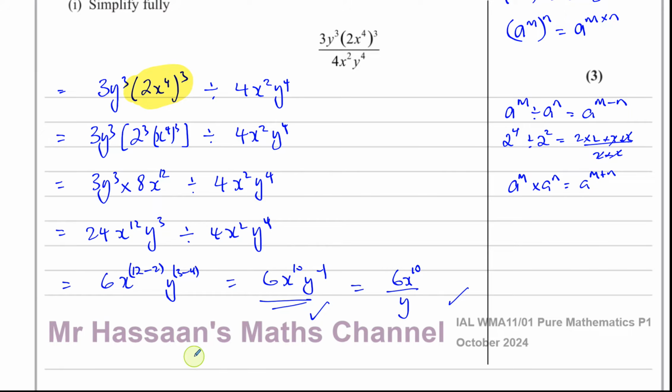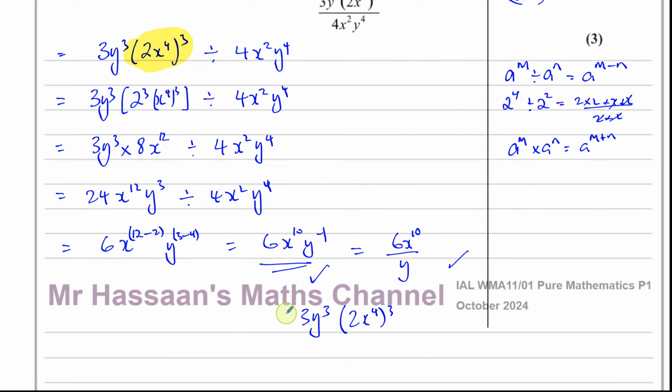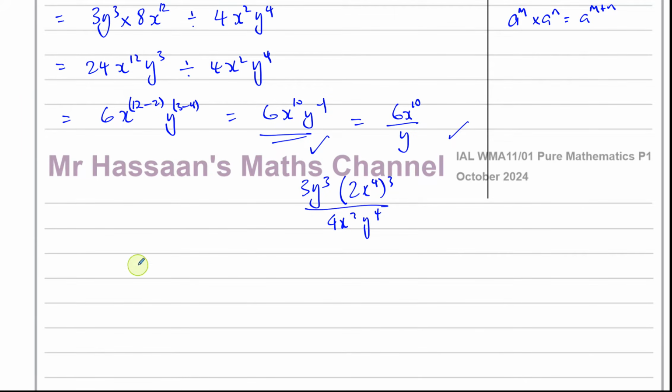So if we start off with the expression 3y cubed times 2x to the power 4 cubed over 4x squared y to the power 4, sorry. Then we can also do this by using the same ideas. First of all, expanding that. In fact, what we could do actually, if you wanted to, we could start by simplifying a few of those first.